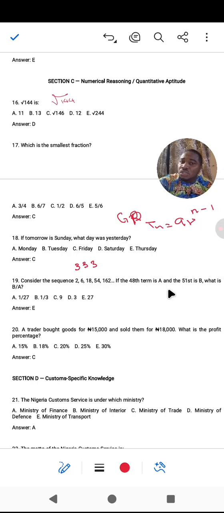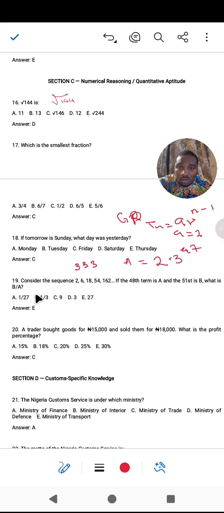Now if you don't remember this, you can skip the question, go back, think, but we know that the 48th term is A, right? And then the first term is 2. So that means your a is 2, right? Because the first one is 2. Now your r is the common ratio, which we get as 3, right? And then your n, we are talking about the 48th. So we have 48 minus 1, which is 47, right?